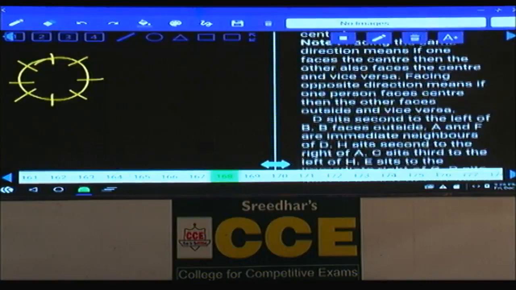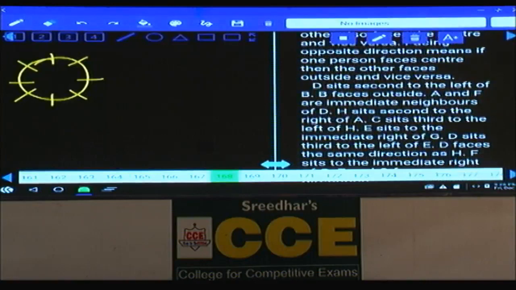Then coming to condition number 1, D sits second to the left of B, B faces outside. Information clearly specified, B is facing outside. B faces outside, D sits second to the left of B, D must be at this place. And A and F are immediate neighbors of D. As A and F are immediate neighbors of D, if A is here, F will be here, or if A is here, F will be here.